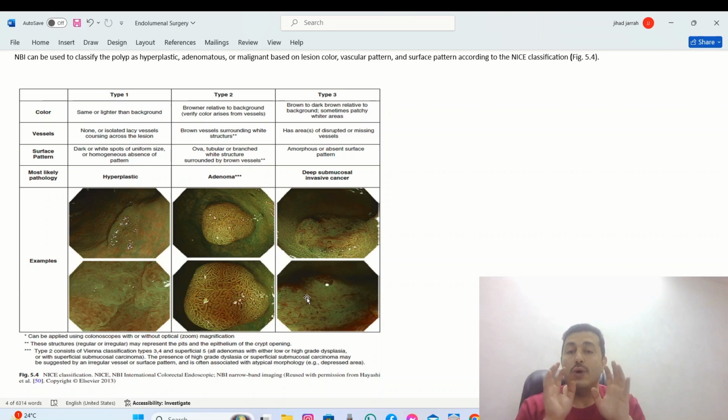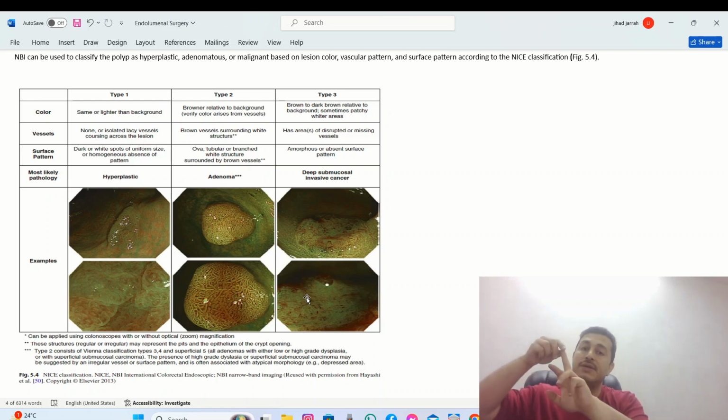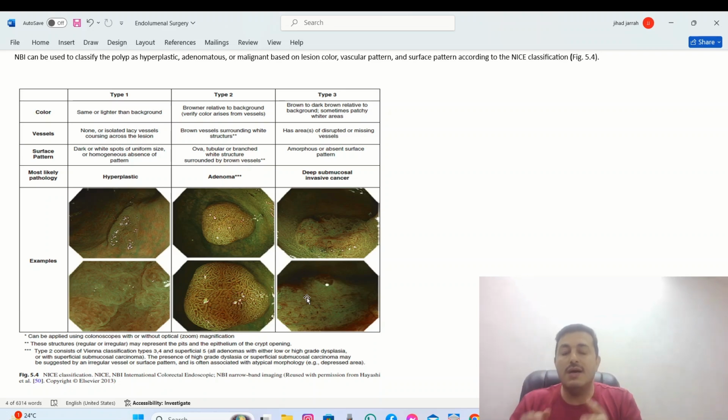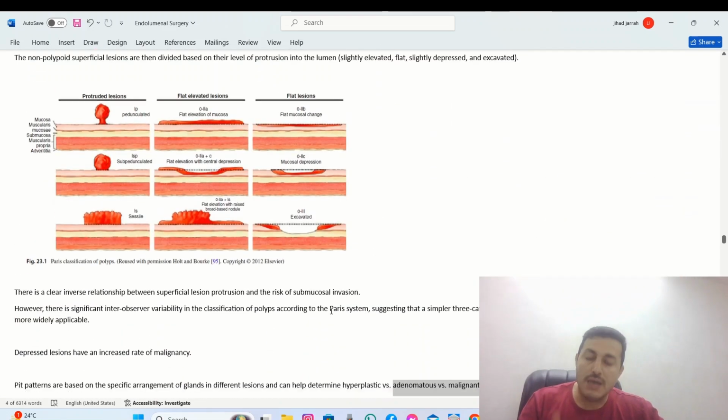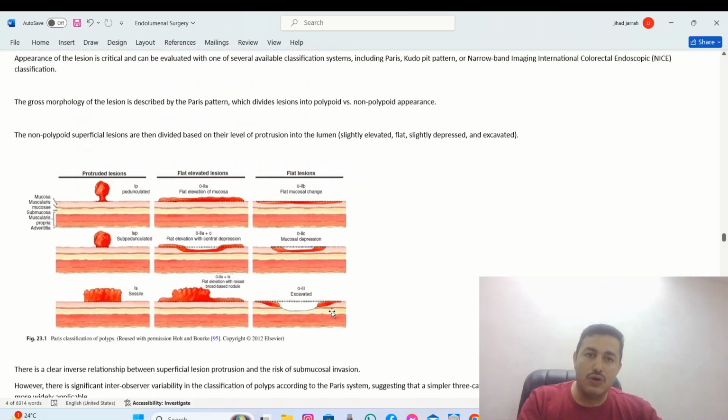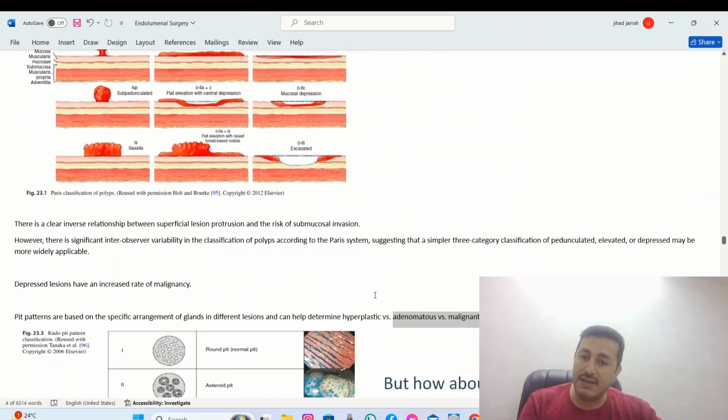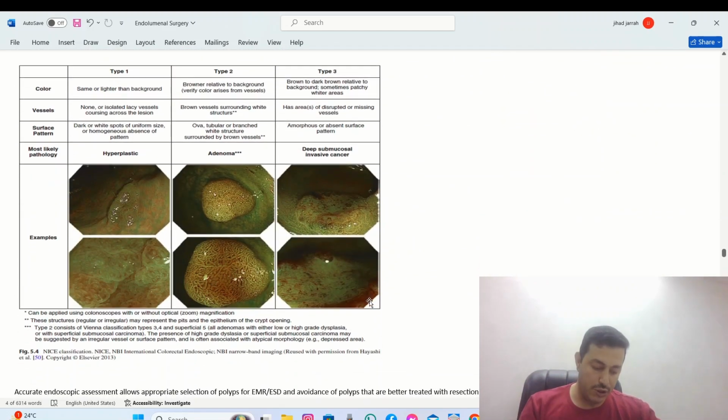What I finally want you to know is that patient selection for endoscopic submucosal dissection depends on size, more than 2 centimeters, and risk of malignancy. Malignant lesions are not suitable for endoscopic submucosal dissection. Endoscopically, how can I determine whether this is malignant or not? According to the classifications: Paris, Kudo pit pattern, and the narrow band imaging.